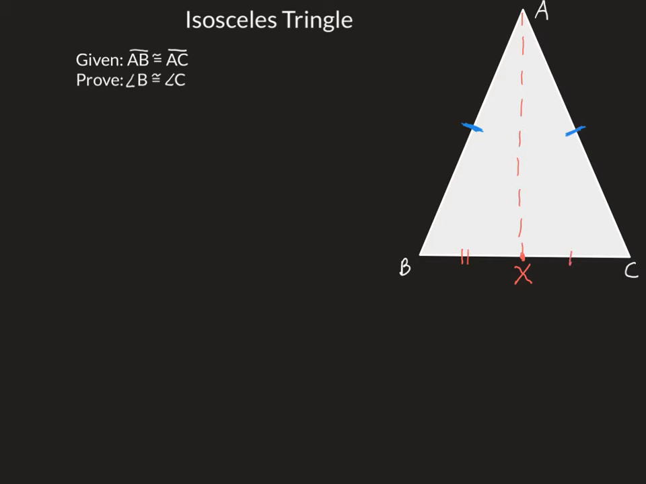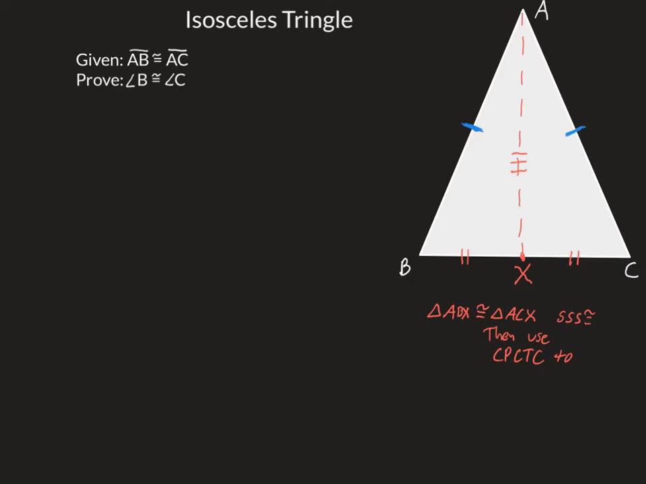And by doing that, that would make BX and CX congruent to each other. And then the line we drew is congruent to itself. And so what we can do is say that triangle ABX is congruent to ACX, and that's by side-side-side congruence. And because of that, then we can use the corresponding parts of congruent triangles to show that angle B is congruent to angle C.